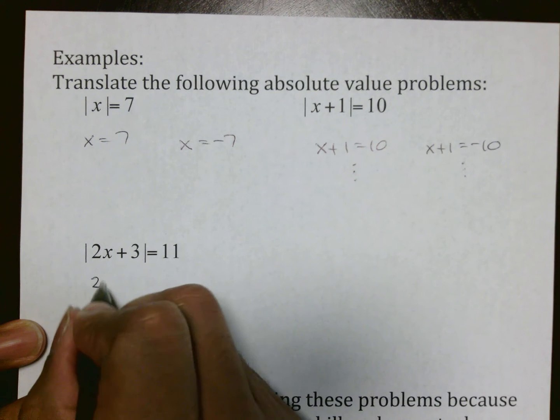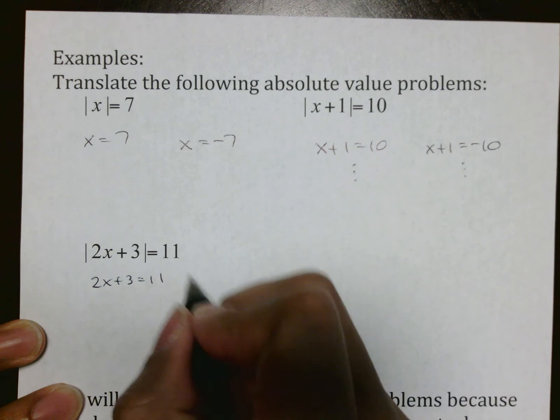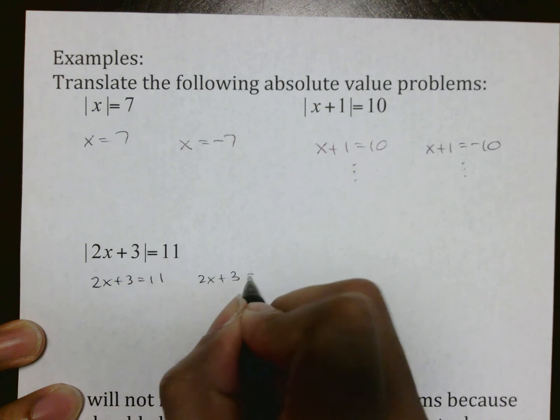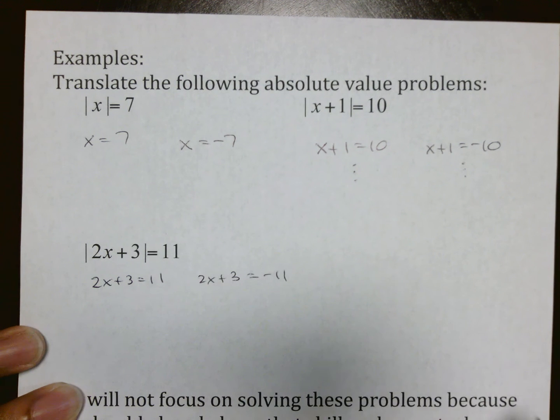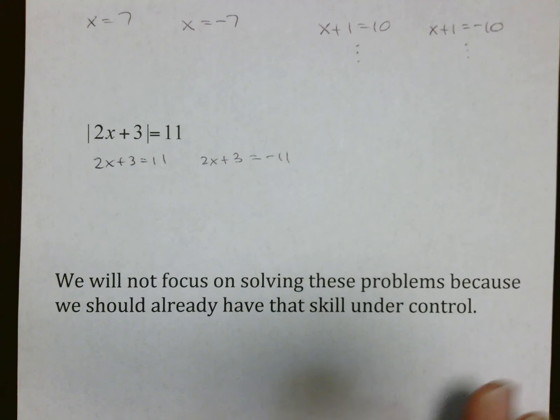Again, what we're looking at here is rewrite it without the bars, and then rewrite it without the bars, but switch the other number, and that is where we go. Alright. Again, we're not focusing on solving because we should already have that skill under control.